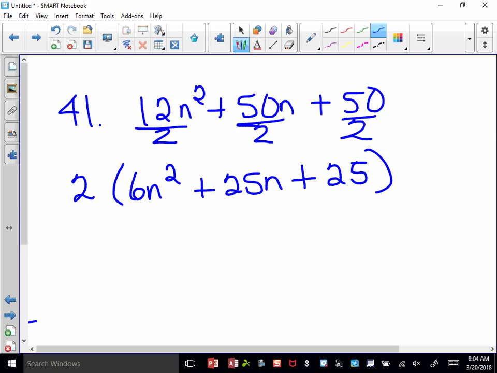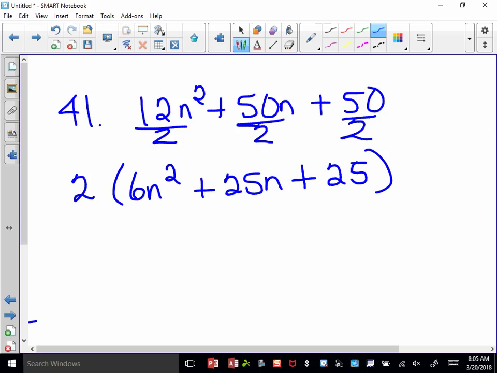Okay, so even if you were doing problems 35 through 40, your first rule of thumb should be, is there a greatest common factor I can take out? Because if you don't take that out and you just simply start doing the A and the C term and going through that process, your answer is not going to be completely factored.